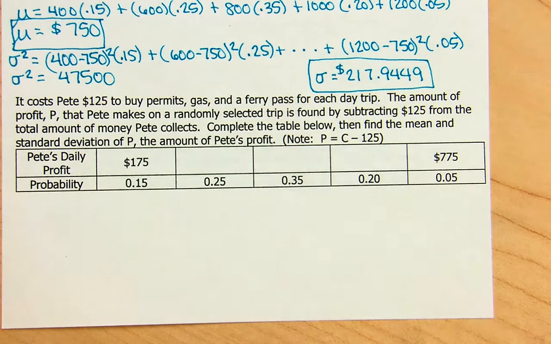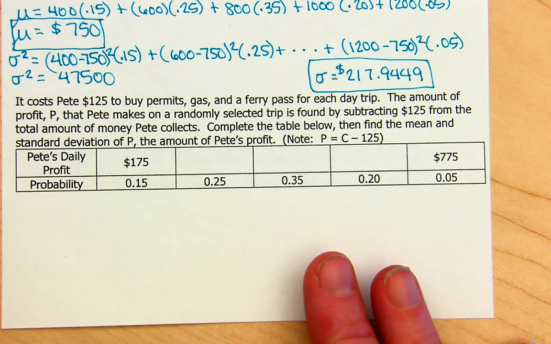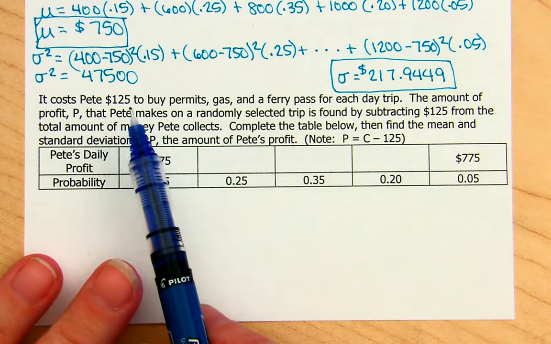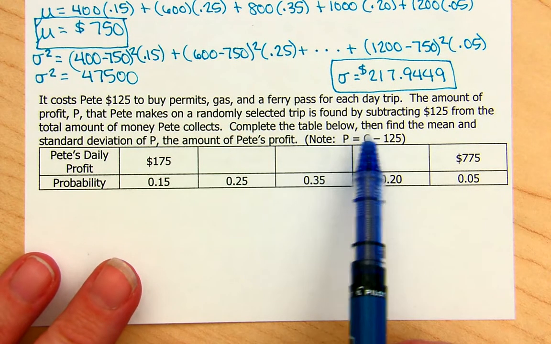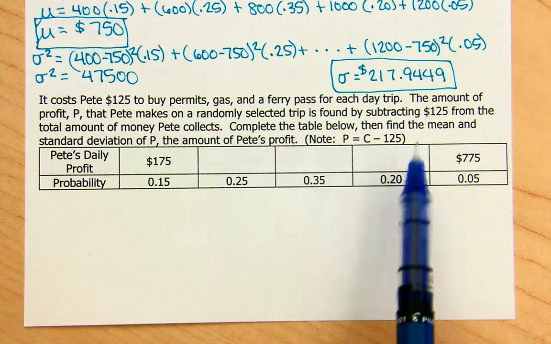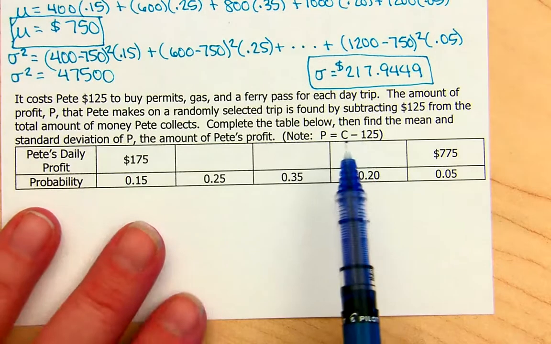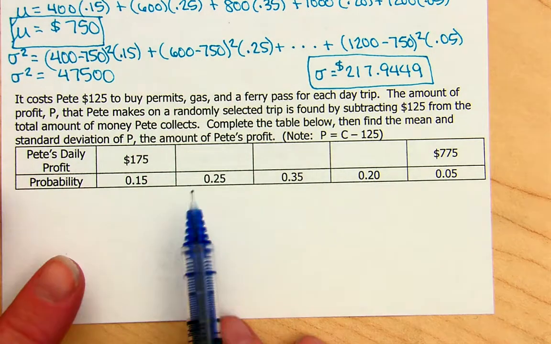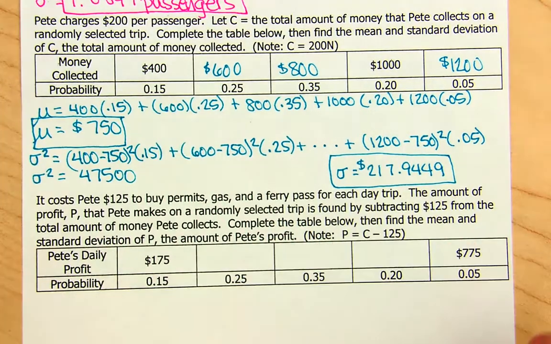Okay. We get up to here. Questions? Okay. So this part says it costs Pete $125 to buy permits, gas, and a ferry pass for each trip. So the amount of profit he makes is just what he took in, what we calculated here, minus this $125 that he is having to pay to go on the trip. So we want to take each of these and subtract $125.